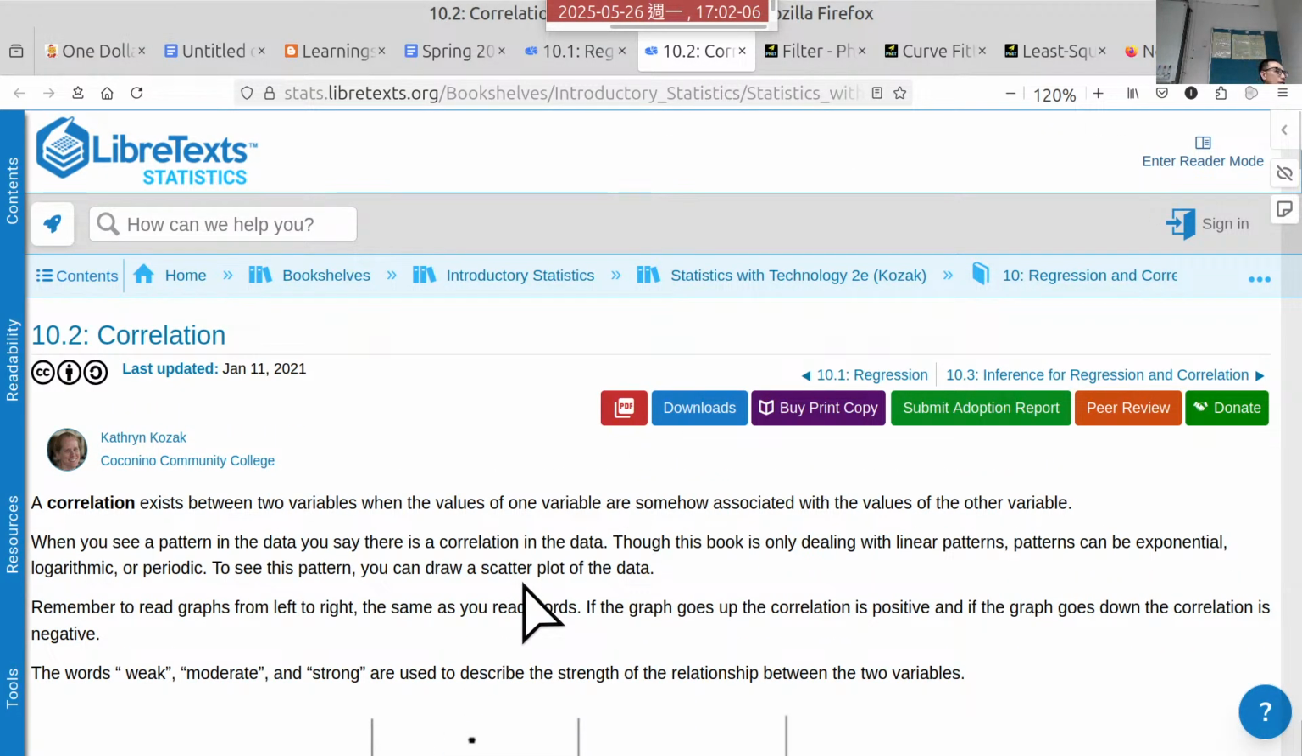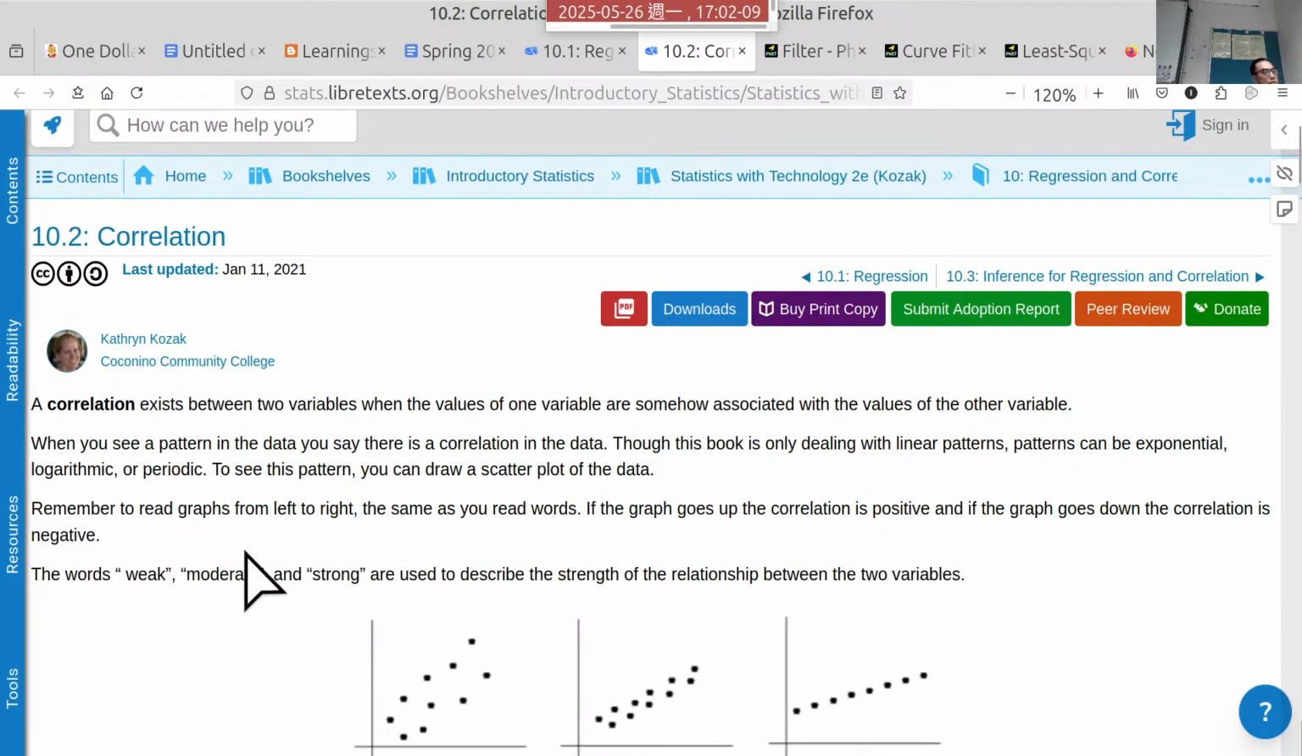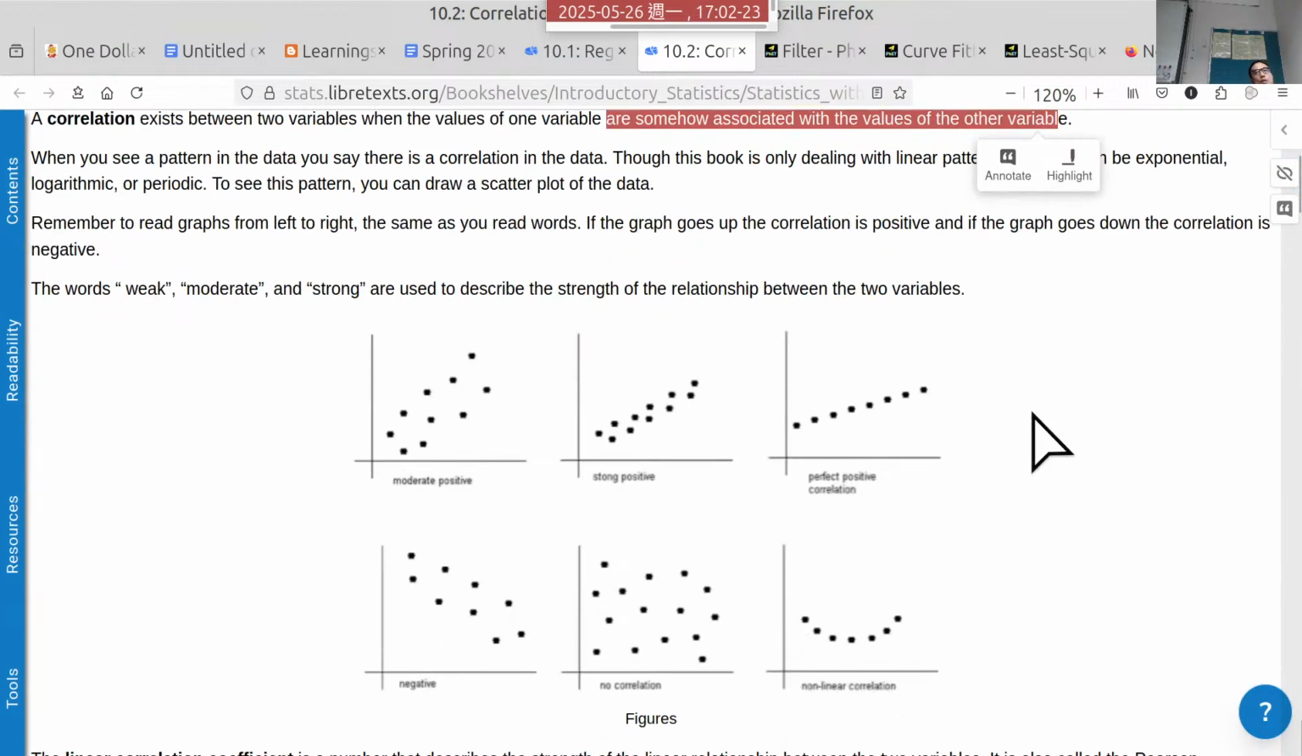About the correlation, chapter 10.2 correlation. Correlation exists between two variables when the values of one variable are somehow associated with the other one. Okay, and now just a reminder, correlation doesn't mean reason and result. I have no idea about the situation in your country, but in Taiwan it's a common mistake. Correlation doesn't mean cause and result.